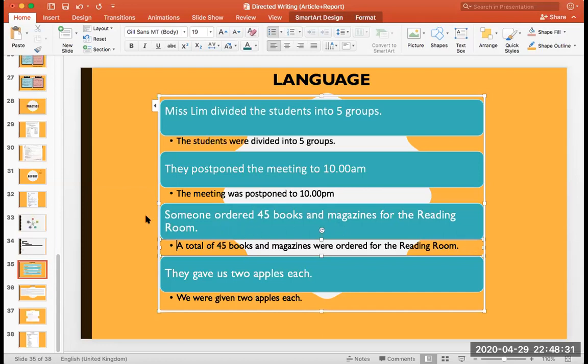Okay, but again, it's the feeling that you want to catch. You know, you want to check around you when you read the news in the newspaper, online pun boleh. You watch TV, you listen to the radio. Okay, cuba kamu tangkap ayat-ayat mereka. Okay, the last one, they gave us 2 apples each. So we were given 2 apples each.